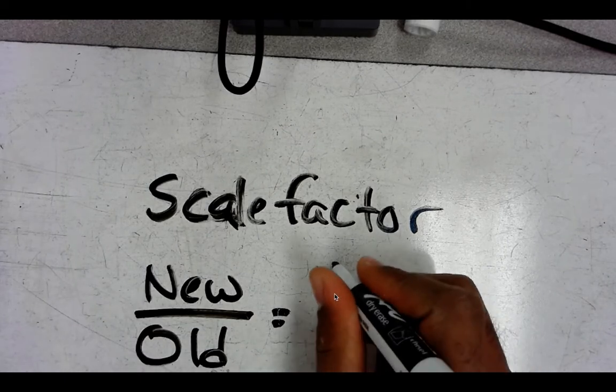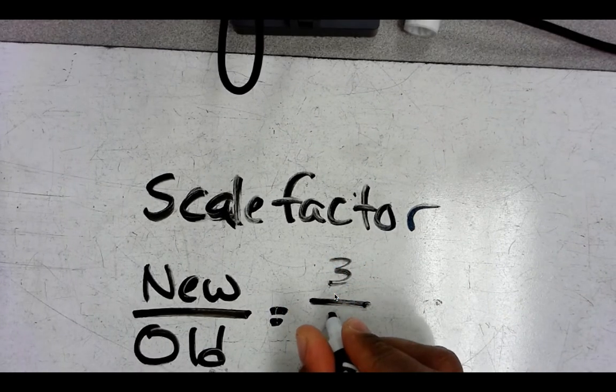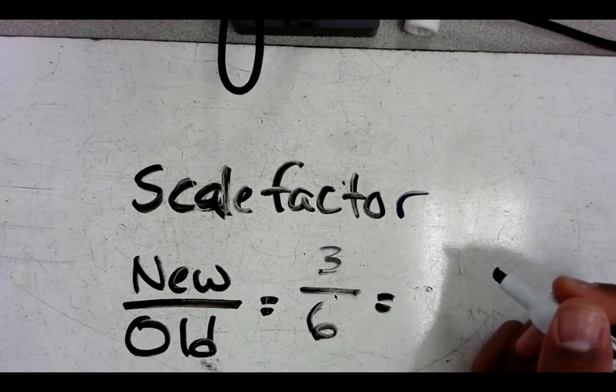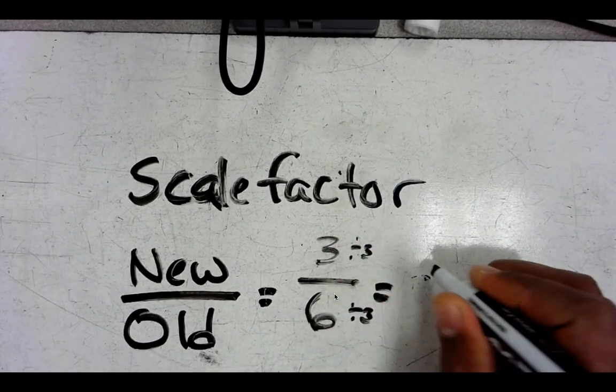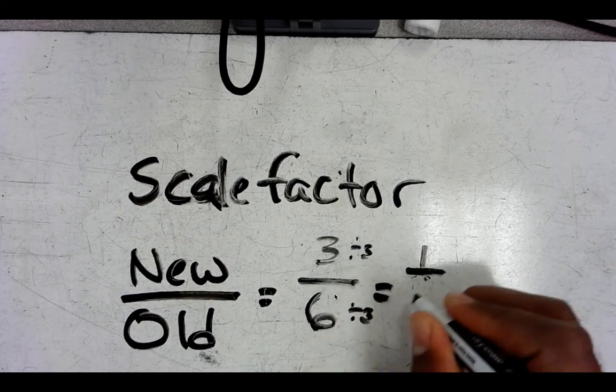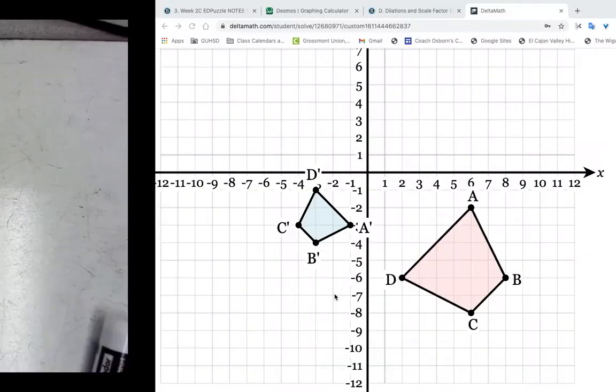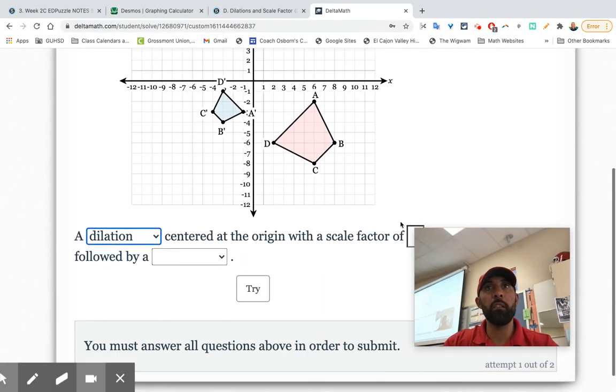All right, so now, again, new shape is 3. Old shape is 6. And now we can divide both of these by 3. And we get 1 over 6 divided by 3 is 2. So 1/2. So the scale factor here is 1/2.